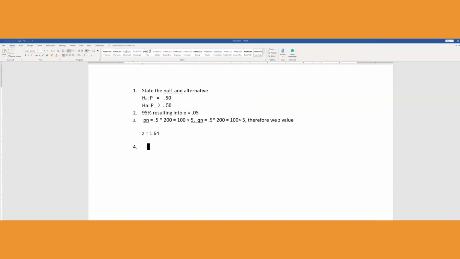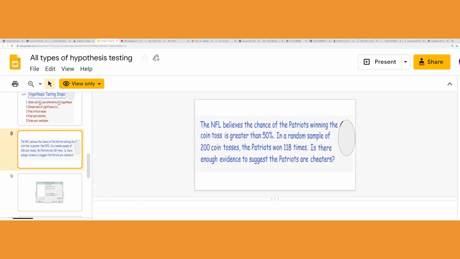And I'm going to go back to my critical value. Is 2.55 greater than 1.645, which is true. So we reject the null hypothesis. We reject the null hypothesis. What does that mean? It means that the Patriots are cheaters. They're actually doing that cheating, as stated in the last part of the problem. And it says here, there is evidence to suggest the Patriots are cheaters because we rejected the null hypothesis. They believe the chance of the Patriots winning the coin toss is 50%. No, we came up with a rejection value.